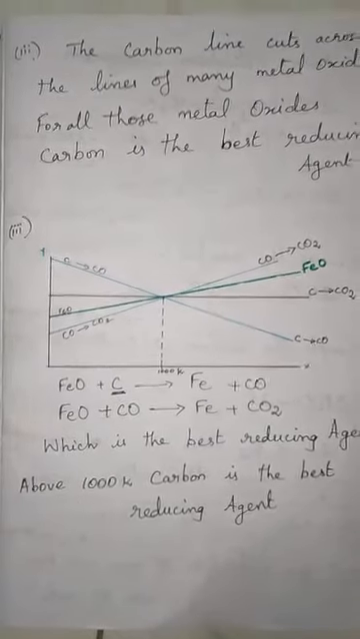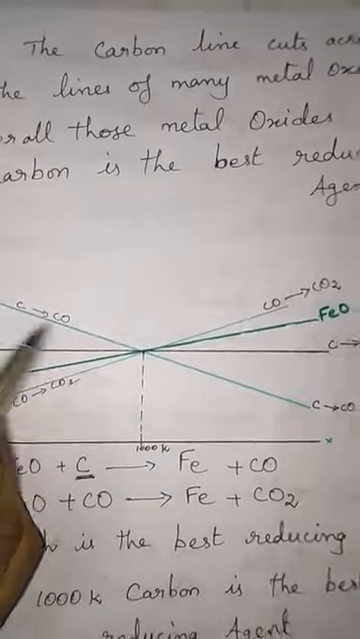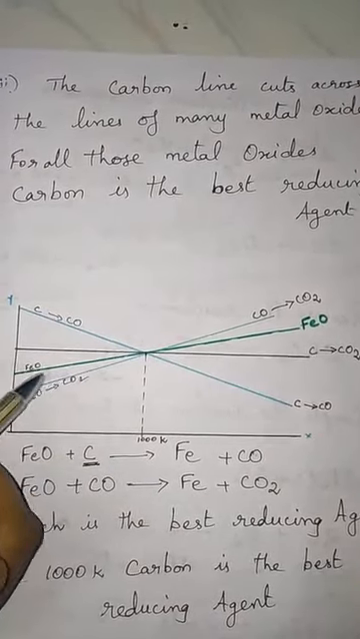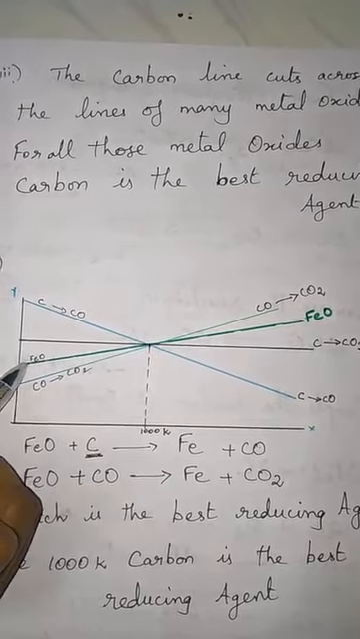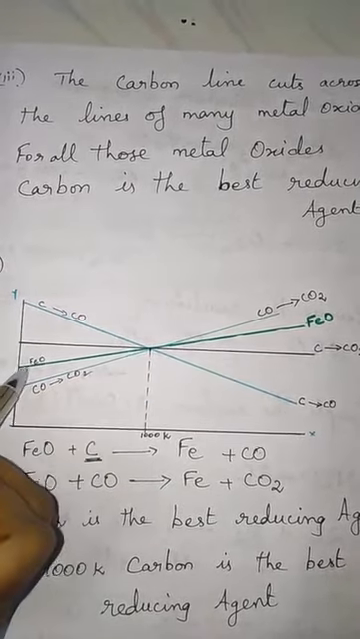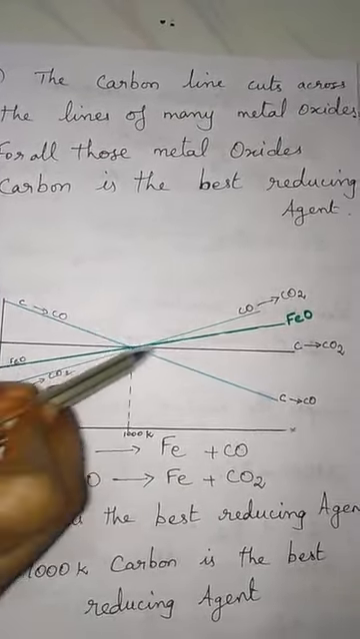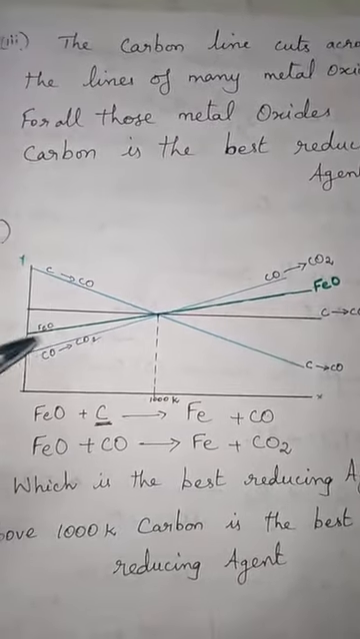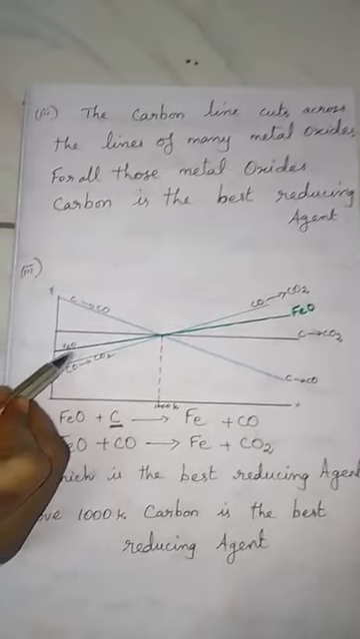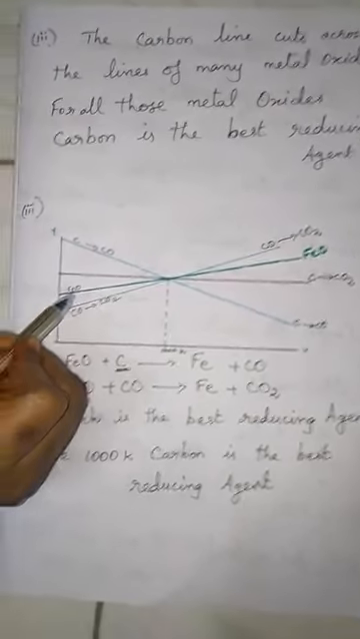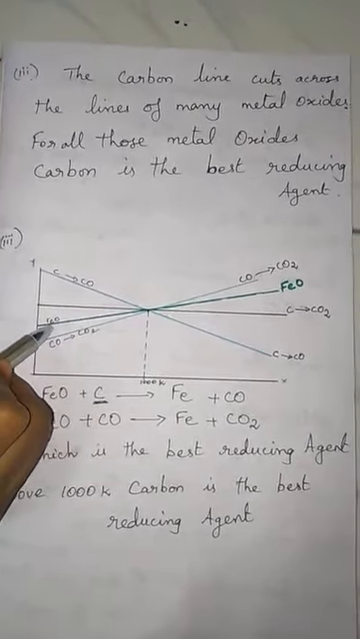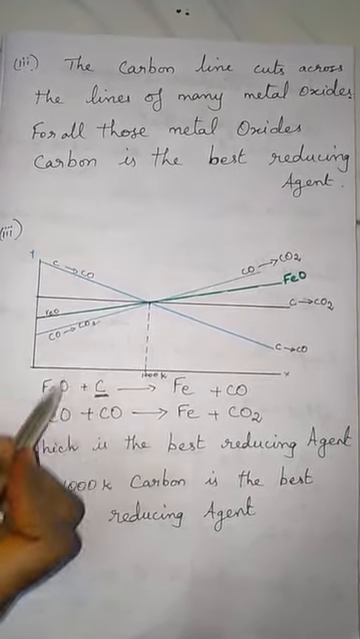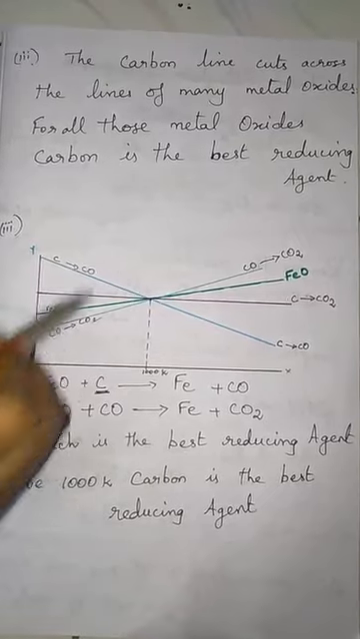Consider this graph, students. Already you have come across this graph, isn't it? Carbon converted to carbon monoxide, and one more line I have drawn, the FeO green line, isn't it? One more line I have drawn in the middle of the carbon monoxide graph. See, now you choose. Tell me the answer. Which one is the best reducing agent for reducing this iron oxide? Whether carbon or carbon monoxide.